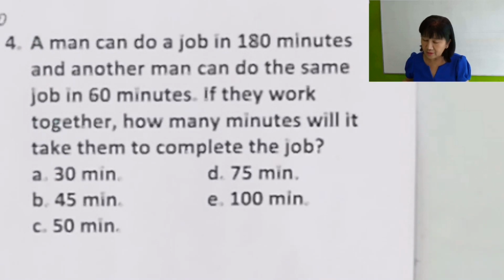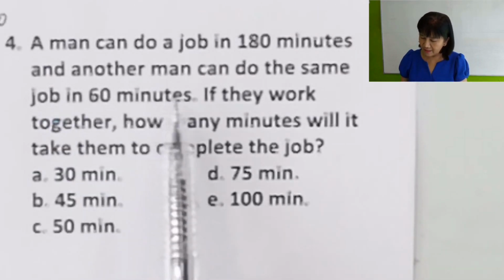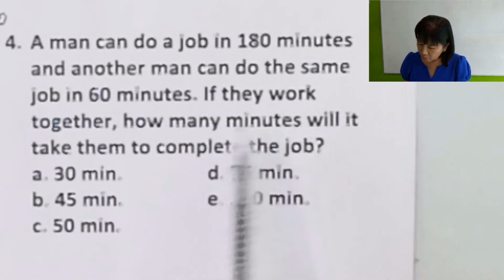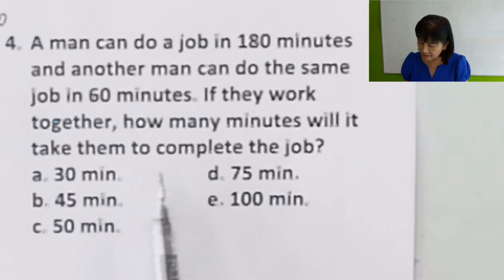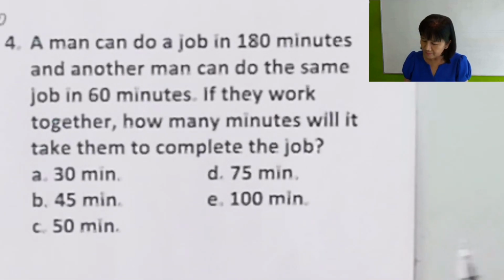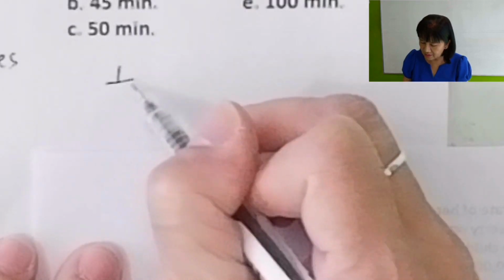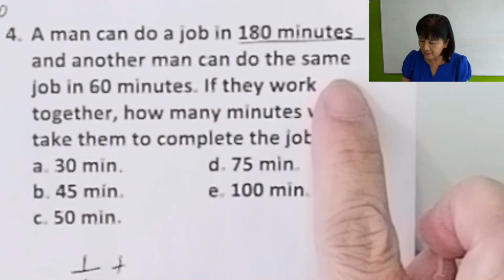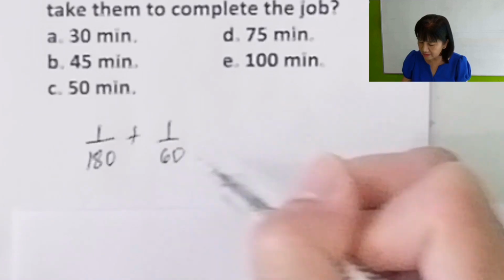Problem number 4. A man can do a job in 180 minutes. And another man can do the same job in 60 minutes. If they work together, how many minutes will it take them to complete the job? Okay, so one man can do it in 180 minutes, meaning his rate is 1 over 180. Another man can do it in 60 minutes, so his rate is 1 over 60.